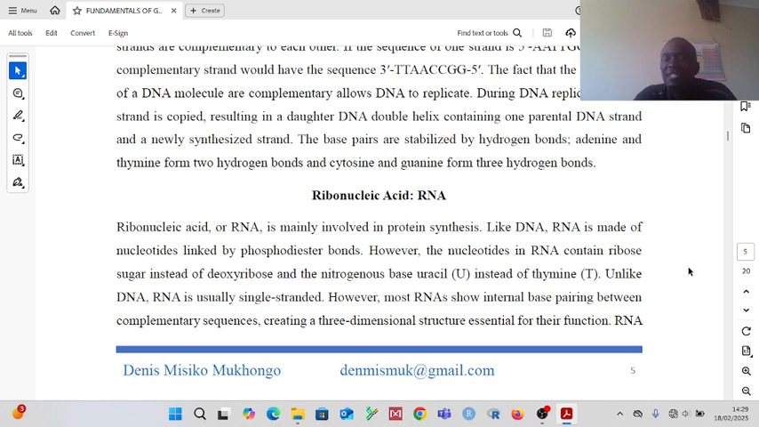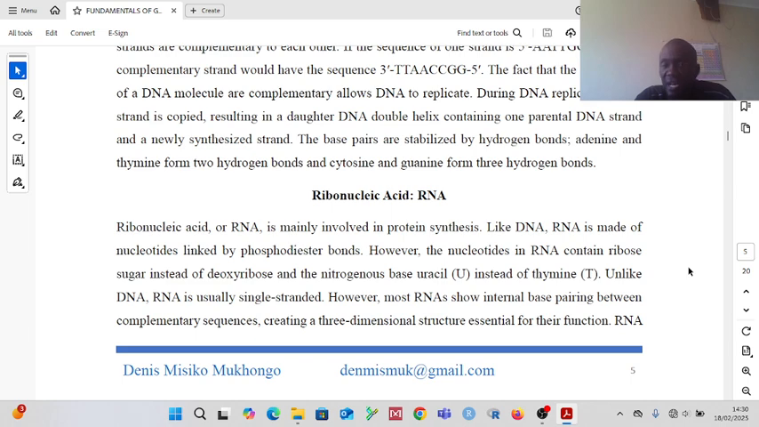The other difference is the nitrogenous base. In RNA, you don't have thymine. Instead, we will have uracil. So that's the second difference. The first difference is in the sugar. The pentose sugar in RNA is a ribose sugar. The pentose sugar in DNA is a deoxyribose sugar. Then in RNA, we don't have thymine, but we have uracil.